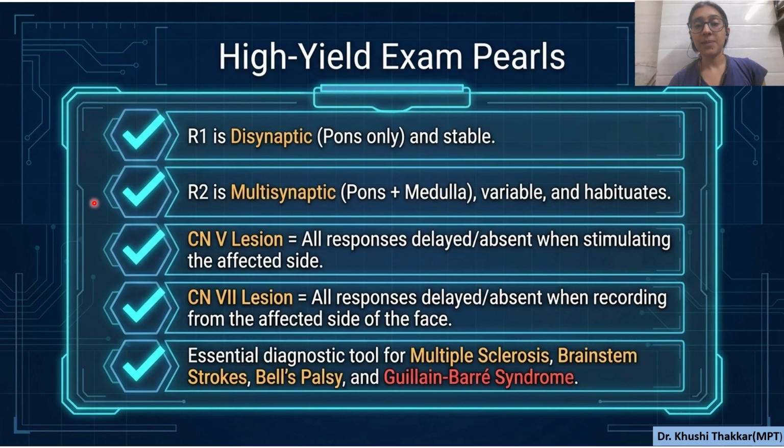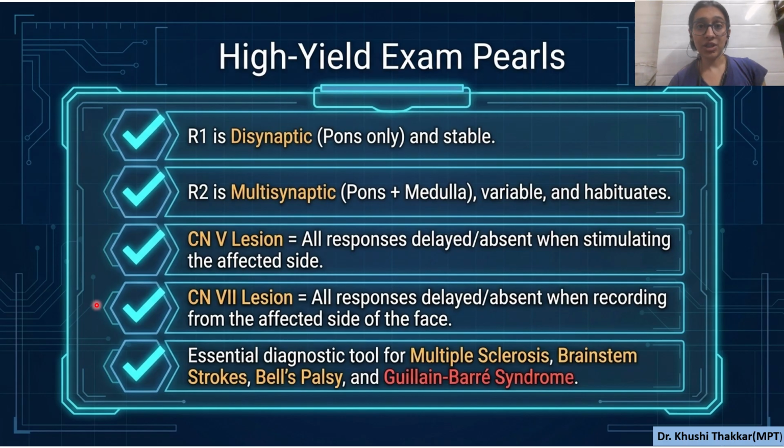R2 is multisynaptic, pons plus lateral medulla. It is variable and it habituates. That is why it is not reproducible, and we have to give enough time between the two stimuli. Cranial nerve 5 lesion: if that is affected, that is the main nucleus, which is going to give the entire pathway from our diagram. So all responses are going to be delayed or absent when stimulating the affected site.